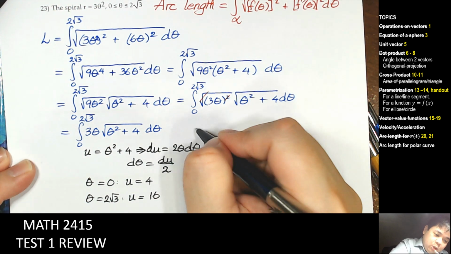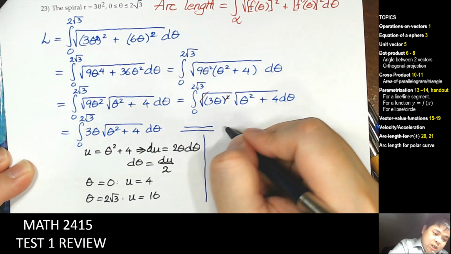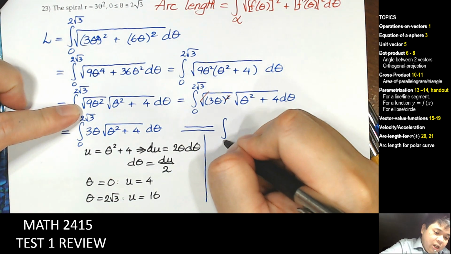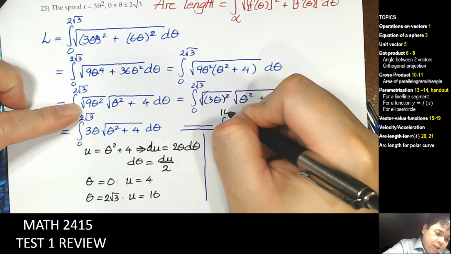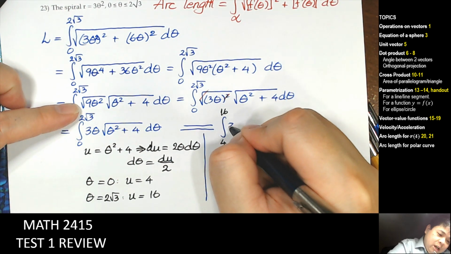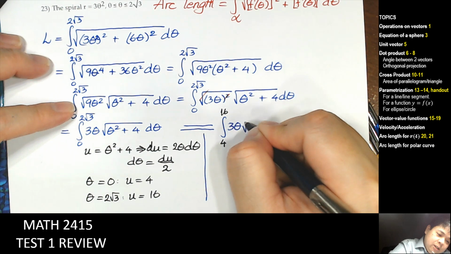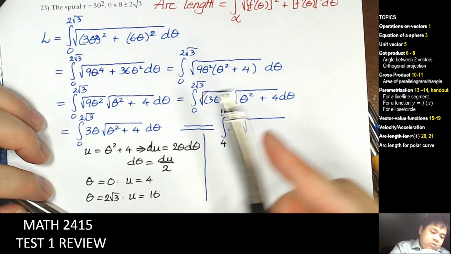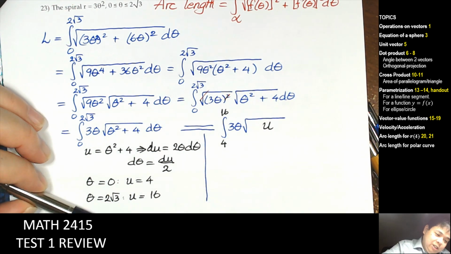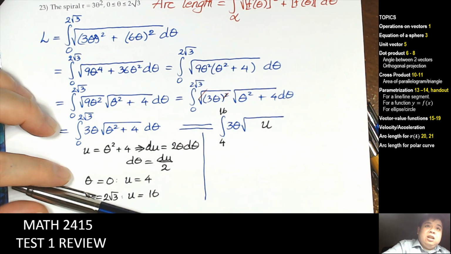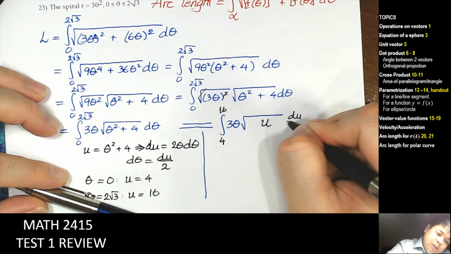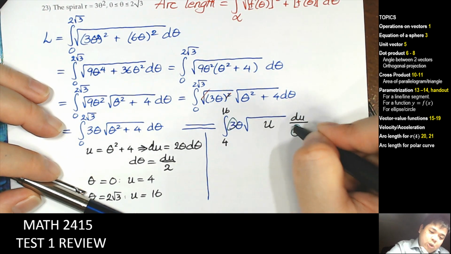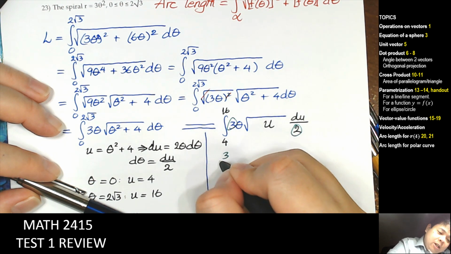So doing the substitution, the integral becomes, instead of going from 0 to 2 square root of 3, it goes from 4 to 16. Still 3 theta here. Theta square plus 4, that's just u. D theta is du over 2. Right. We have a 3 here and a 2 here, 3 on the top, 2 at the bottom.